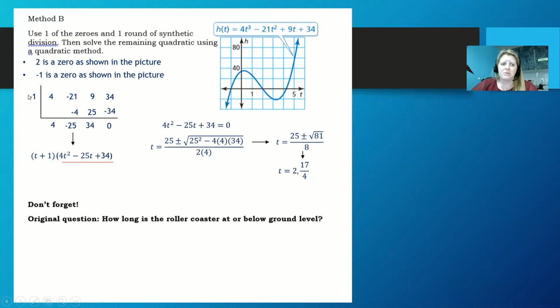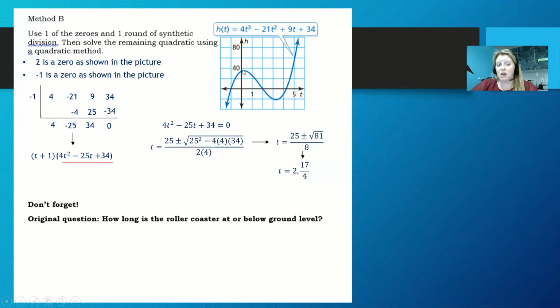So you knew that -1 was a 0. And there's that 2 that is also a 0. But your quadratic formula will also give you that 17 over 4. So nothing wrong with using quadratic formula if your sole mission is to find x-intercepts. Nothing wrong at all with that. Here's what does go wrong.